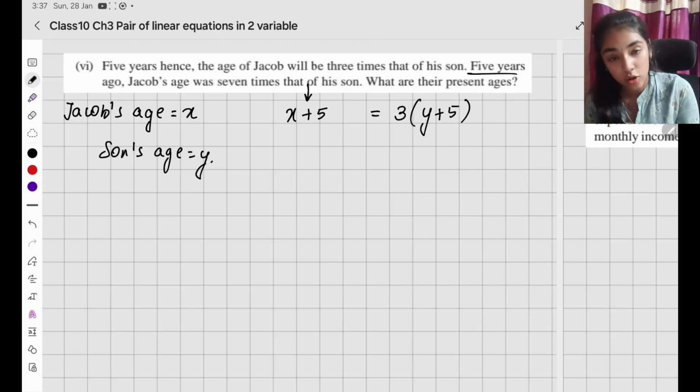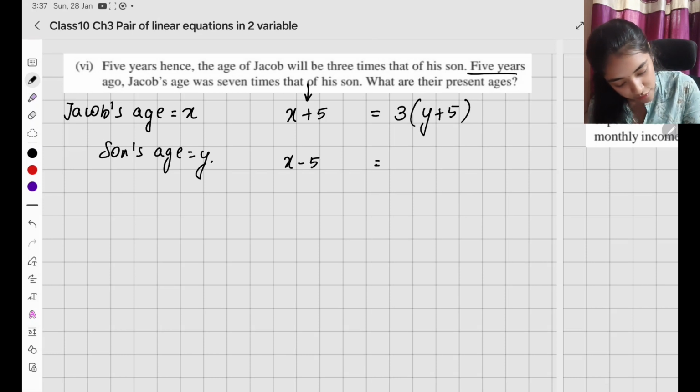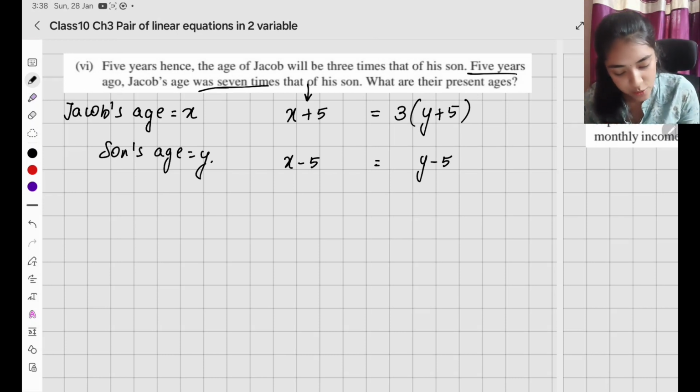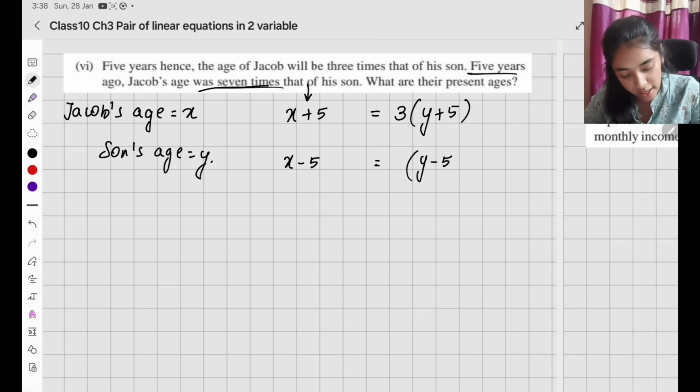5 years ago, what does that mean? Before 5 years. So the age is going to be x minus 5 and his son's age will be y minus 5. Correct? Why do we write y minus 5 and x minus 5 first? They denote the ages they had 5 years ago, that is x minus 5 and y minus 5. Okay. Now 5 years ago Jacob's age was 7 times that of his son. So what was Jacob's age? It was 7 times that of his son.